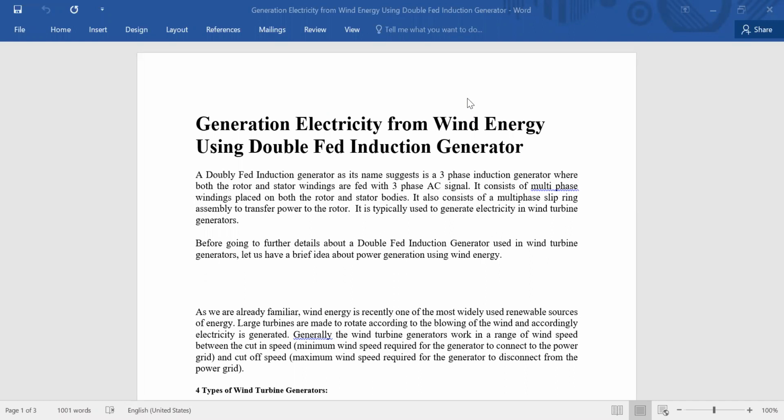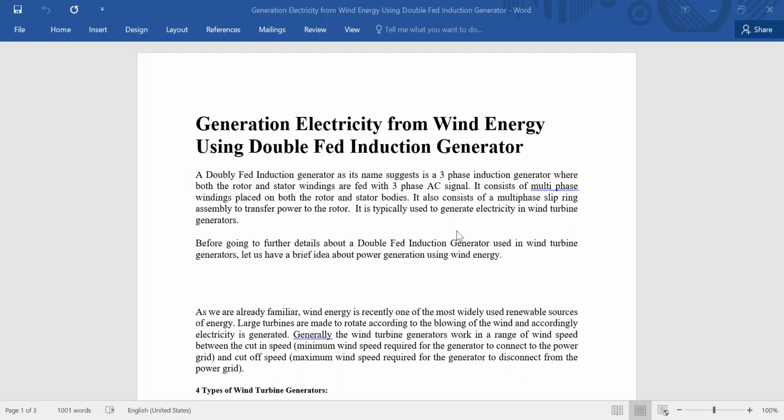So it is typically used to generate electricity in wind turbine generators. So whatever we are going to talk about, this doubly fed induction generator, before going to this we have to get a brief idea about the power generation, how we are generating power using wind energy, right?